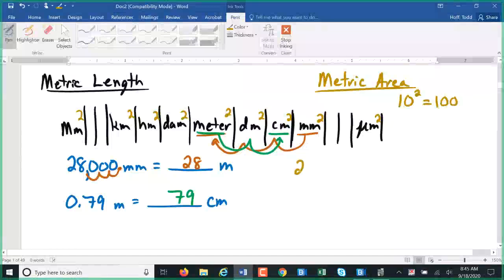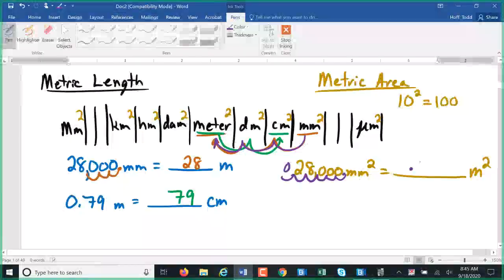So if I have now 28,000 millimeters squared instead of just millimeters, and I'm going to meters squared, well, from millimeters to meters is still just 3 spots to the left on the chart, but now each of those spots is 2 decimal places. So 3 spots on the chart is 6 decimal places in our number. So our decimal starts at the end again. We go 1, 2, 3, 4, 5, and we have to add a 0 to go 6. That's 0.028 square meters.